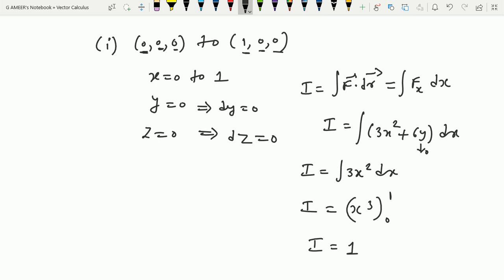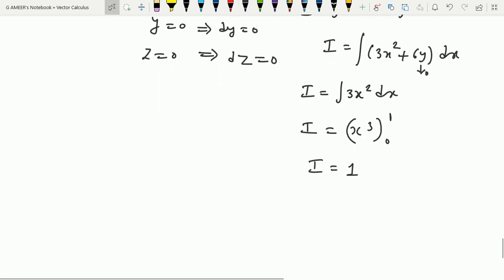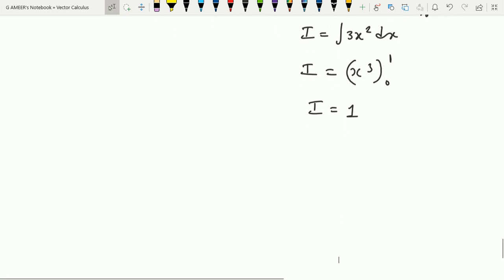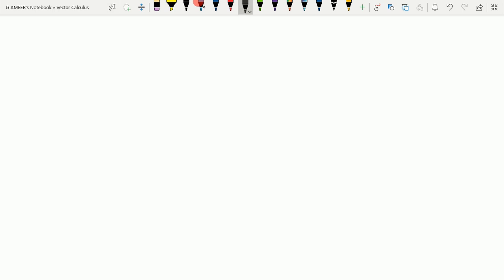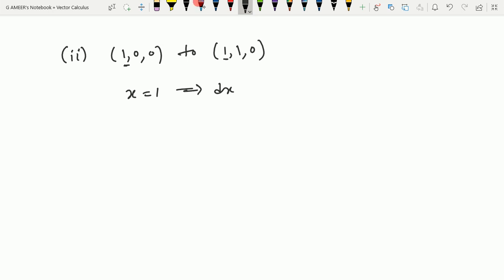Let us go for the second question. So what is the second part of the question? It is going from 1, 0, 0 to 1, 1, 0. So if you observe here, x is 1 and x is 1. So that is x is equal to 1. That is dx is equal to 0. No change in the x. Then y is going from 0 to 1. Then z you observe it is 0, 0.